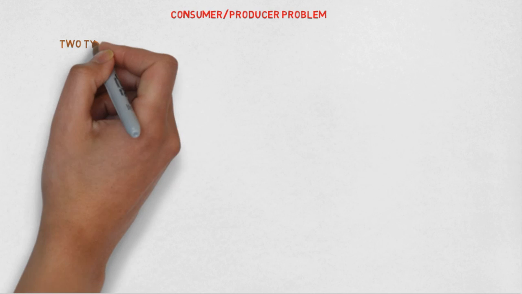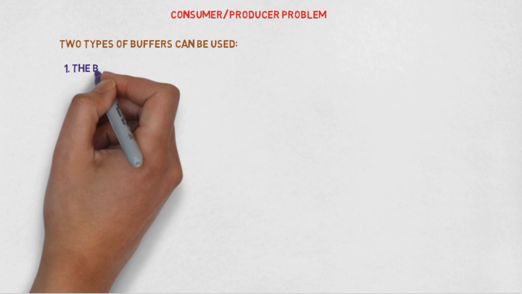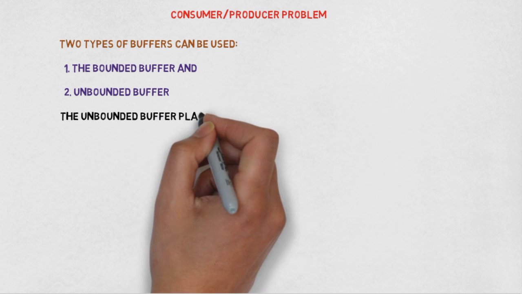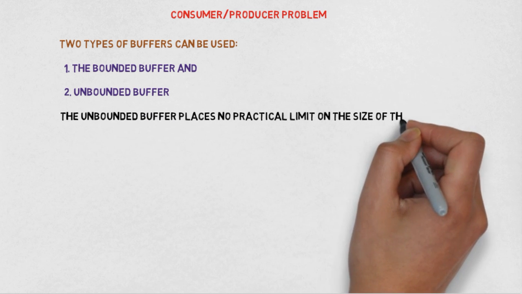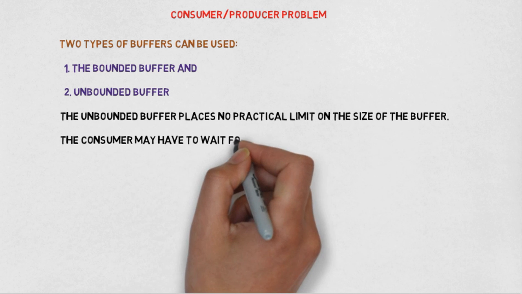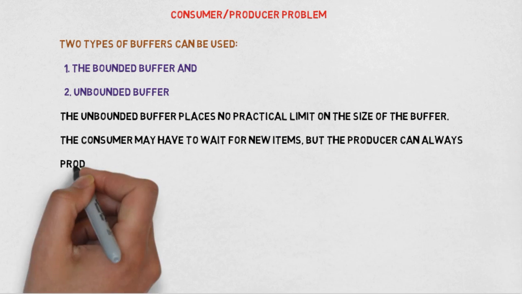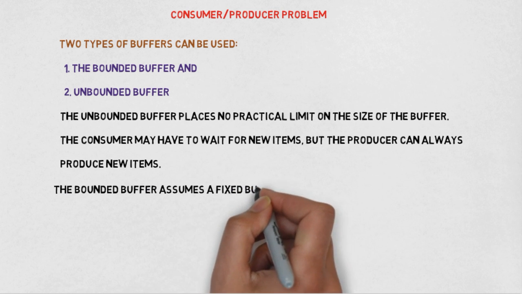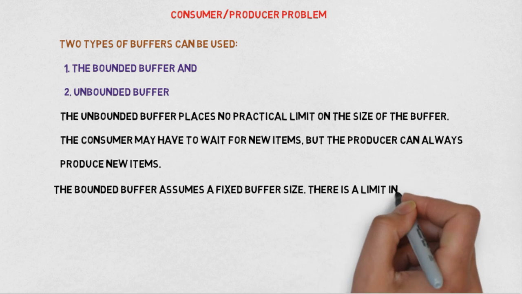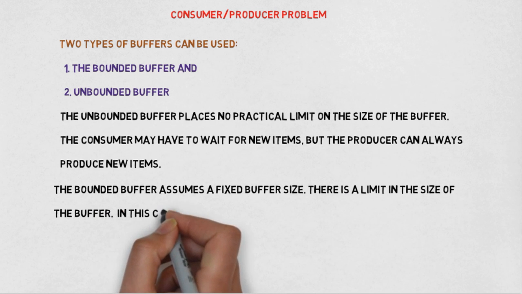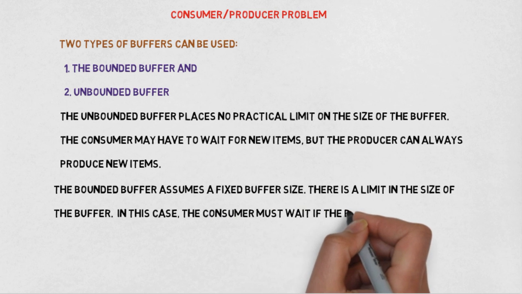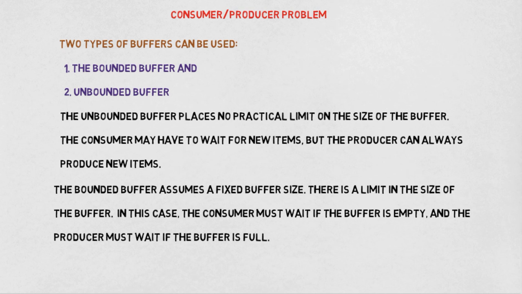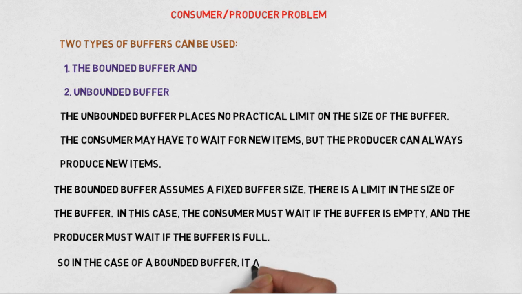Two types of buffer can be used: the bounded buffer and the unbounded buffer. The unbounded buffer places no practical limits on the size of the buffer. The consumer may have to wait for new items, but the producer can always produce new items. The bounded buffer assumes a fixed buffer size, so there is a limit on the size of the buffer. In this case, the consumer must wait if the buffer is empty, and the producer must also wait if the buffer is full.